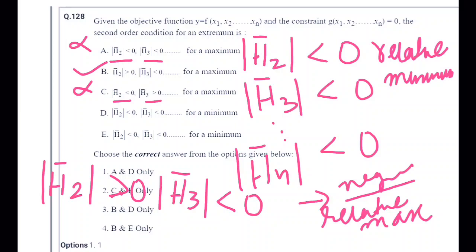What about D? H2 less than 0, H3 less than 0. This satisfies the condition for minimum. This is correct. And what about the last option? H2 less than 0, H3 less than 0. It also satisfies the condition for minimum. So this is also correct. So we have B, D and E. But we don't have that here. We have only A and D, C and E, B and D, and B and E. Okay, so I guess there is some problem in the question. So here B and D is also correct. B and E is also correct. Okay, so it seems there is a problem in the question.